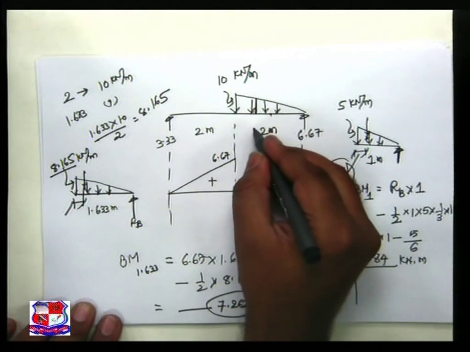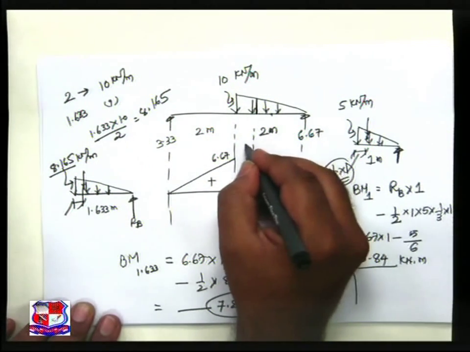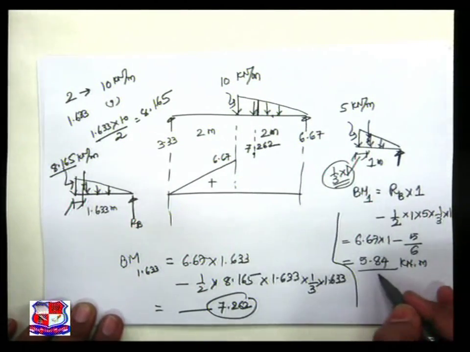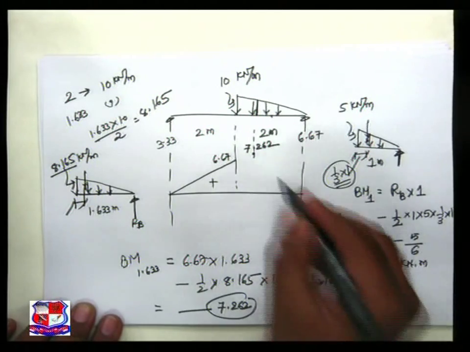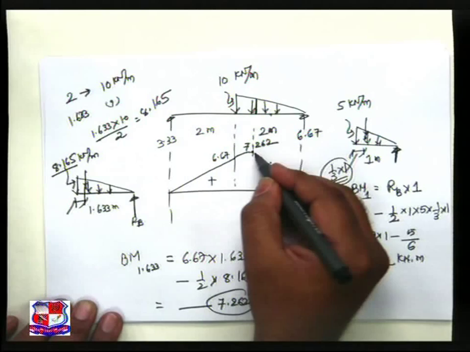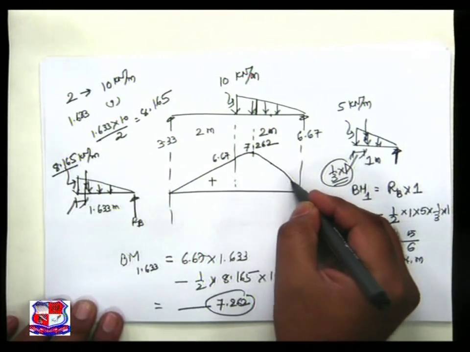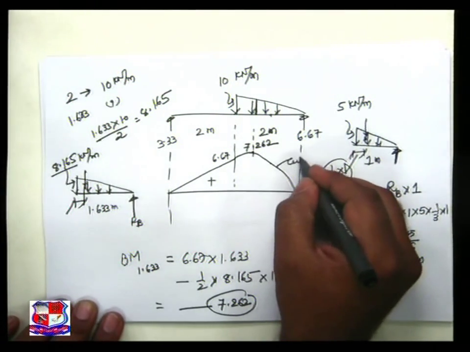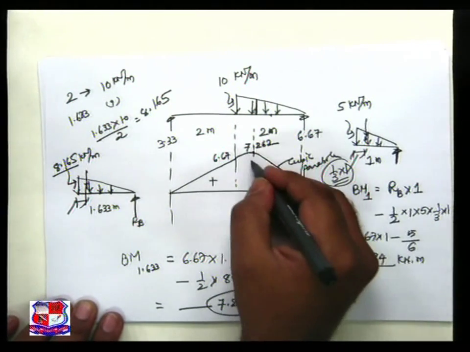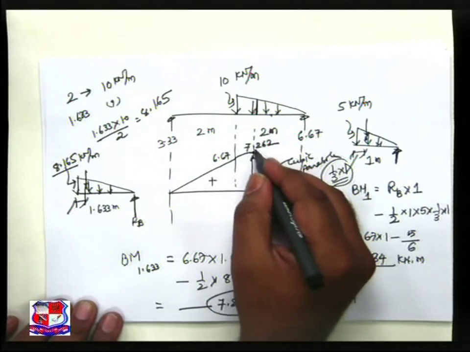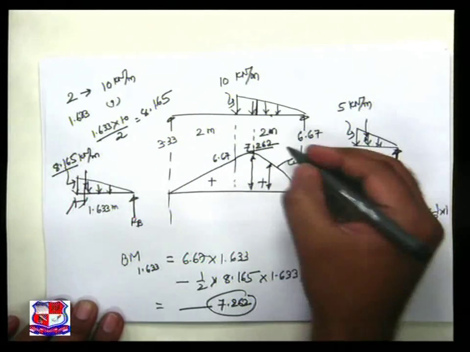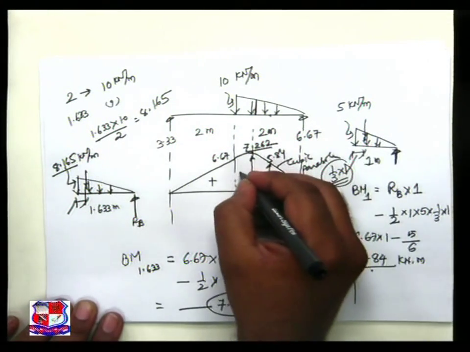So we achieve the ordinate of 7.262, and this ordinate 5.84, which is over here at 1 meter, joining all these points by a cubic parabola. Plus, this is of 7.262, this is of 5.84.